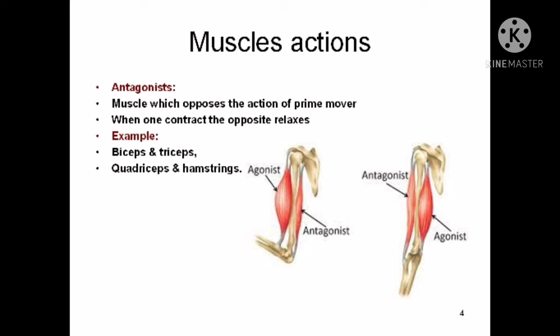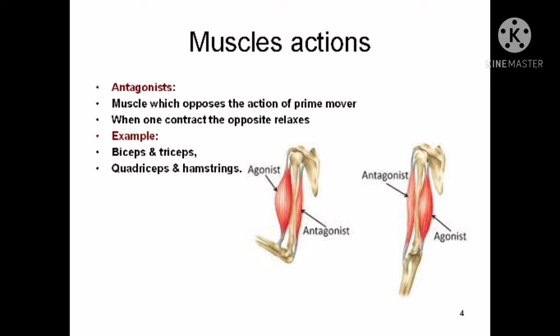The antagonists. These are muscles which oppose the action of a prime mover. When one contracts, the opposite relaxes. The example is the biceps, which is the flexor, and the triceps, which is the extensor. The triceps is the antagonist of the biceps, and the biceps is the antagonist of the triceps.